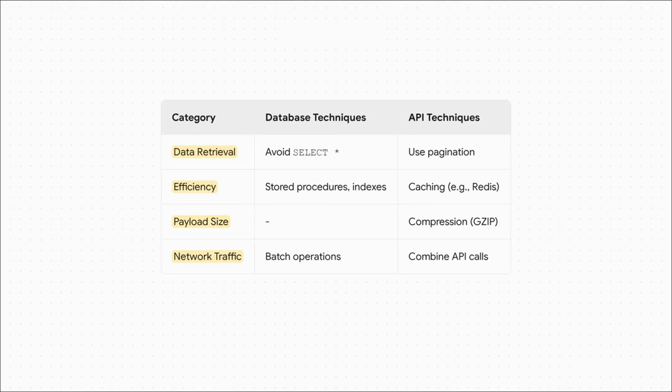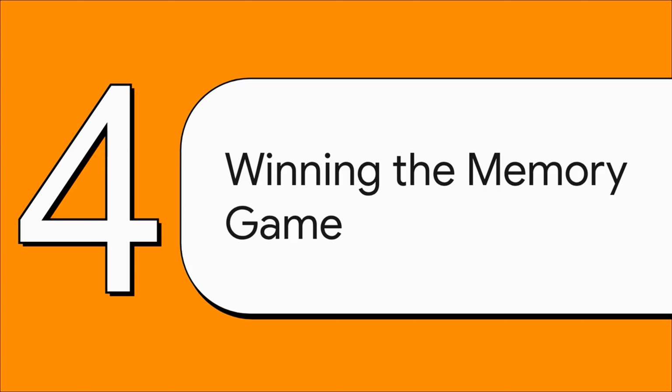When it comes to getting data, the rule is the same. Only ask for what you actually need. No more select star. For efficiency on the database side, you're using things like indexes, right? On the API side, you're using caching with something like Redis. The big idea here is to just cut down on the back and forth by batching your operations whenever you possibly can.